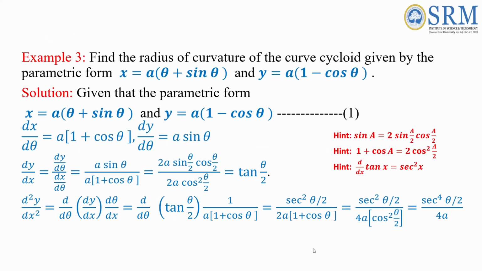Now let us see the third example. The curve is given in terms of the parametric representation, x equal to a into (theta plus sine theta) and y equal to a into (1 minus cos theta). So the curve is given in parametric form. Now either we can apply the second formula, that is rho equal to (x dash square plus y dash square) whole power 3 by 2 upon (x dash into y double dash minus y dash into x double dash), or we can use the first formula by using this technique.